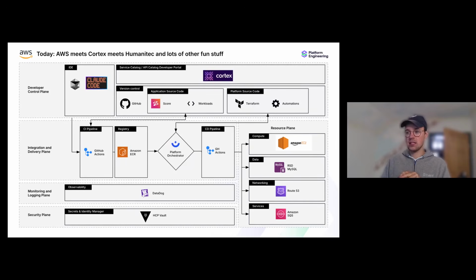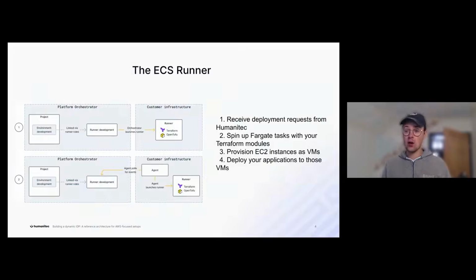There's one more thing that we've configured here that I find interesting. We have configured the orchestrator to use the ECS Runner. What does that mean? Well, the runner is the thing that receives the deployment request from Humanitec and then spins up a Fargate task with your Terraform modules to actually do the execution on your cloud account or on-prem or wherever you'd want to do this. Well, in this case, it's our Amazon account. And this is then the thing that will provision the EC2 instances as virtual machines and deploy our application into them.